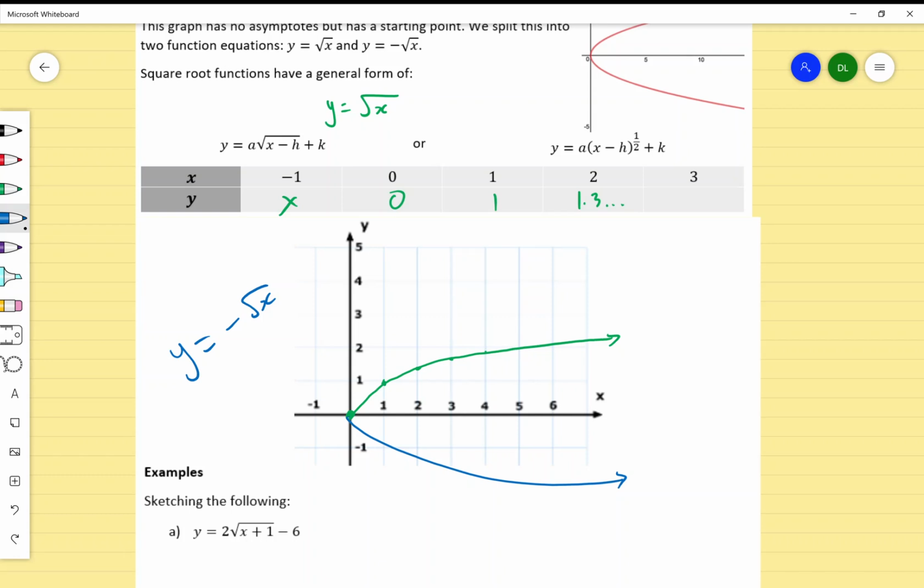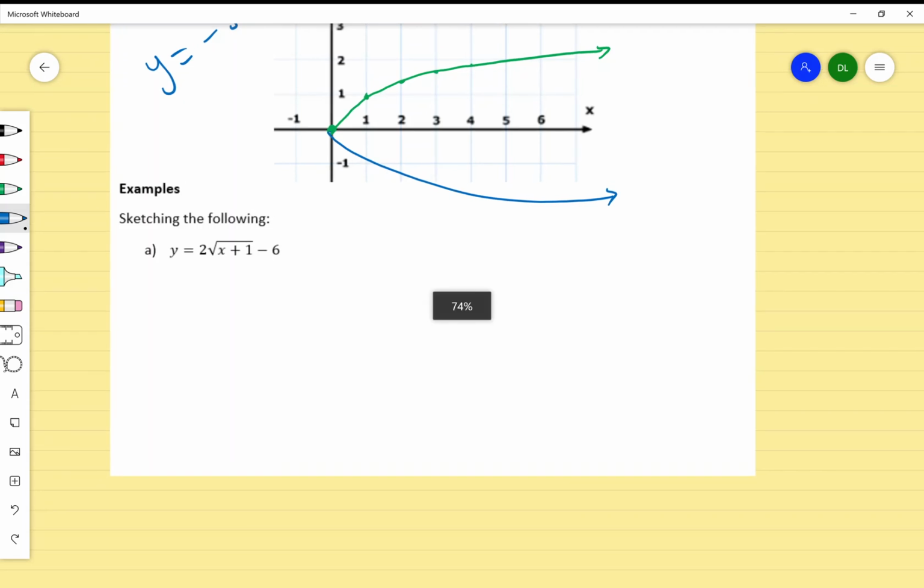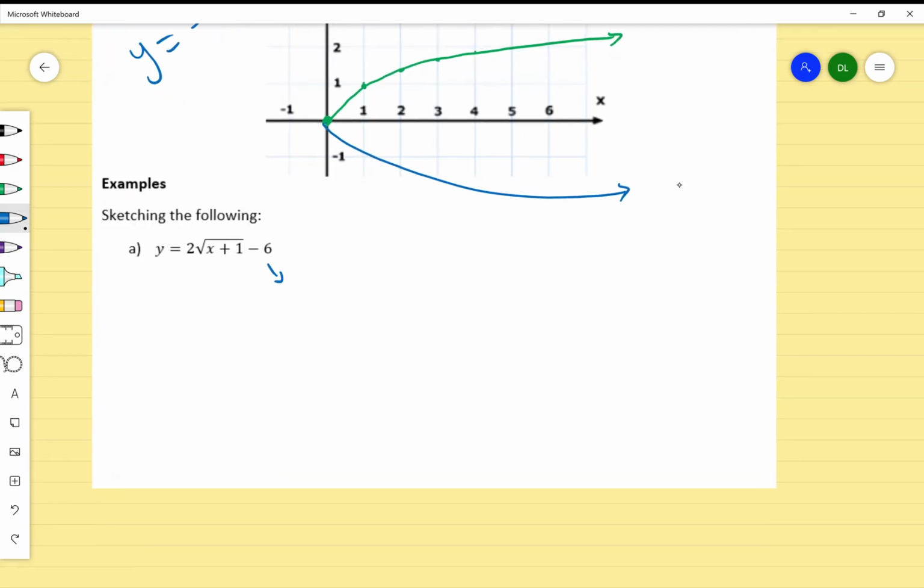Once again, let's put this into practice by trying to sketch the following: y equals 2 square root of x plus 1, minus 6. As you probably would have guessed, the first thing we do is recognize that minus 6 means we shift down by 6 units. And the plus 1 means we shift left 1 unit as well.